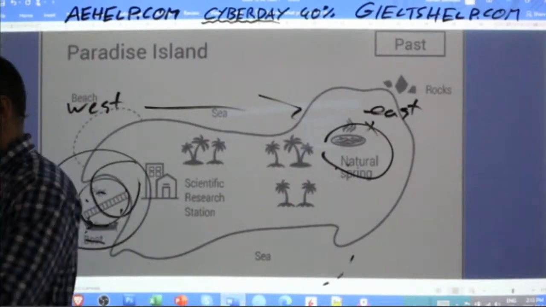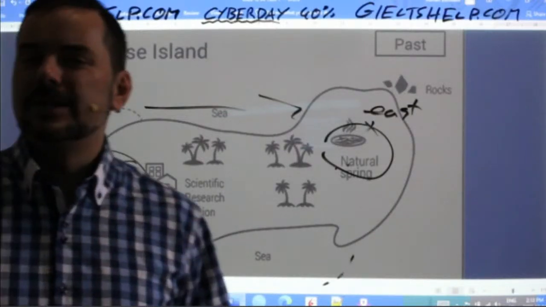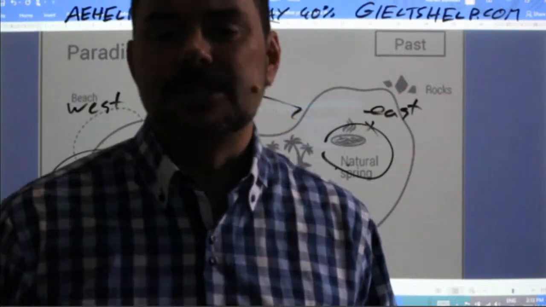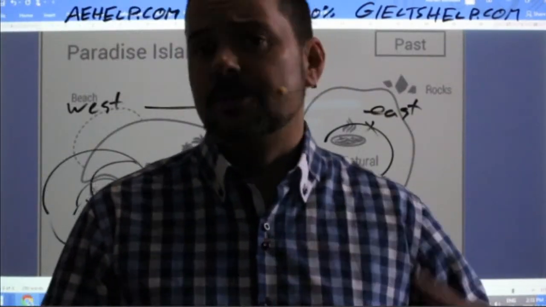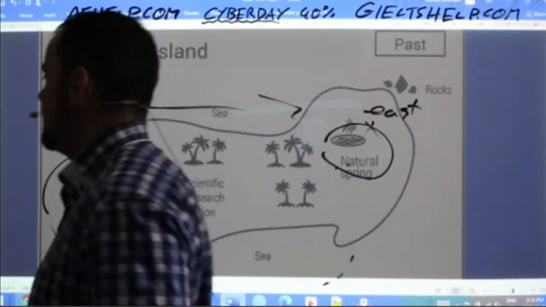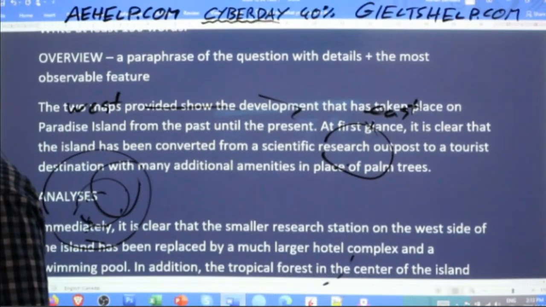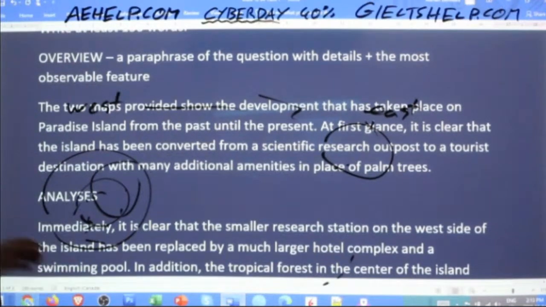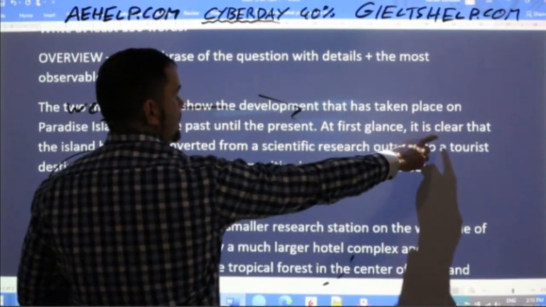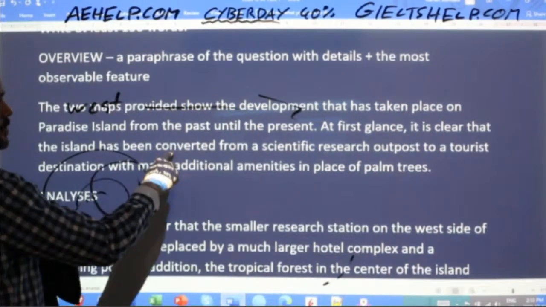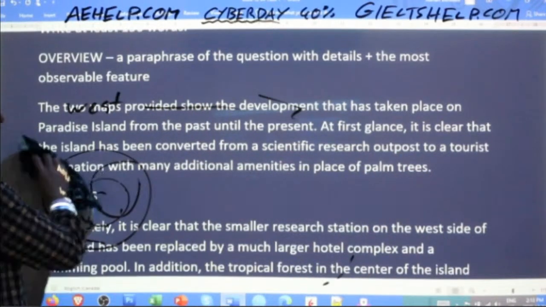Yeah, Beckjan, exactly. It was kind of a trick question, but an easy answer. It's because it's not as big as the hotel. It's kind of weird to start the analysis by saying there's a large pier on the island. It makes much more sense to start with the research center, especially because, remember, the main feature. So the main feature was, at first glance, it is clear that the island has been converted from a scientific research outpost to a tourist destination.